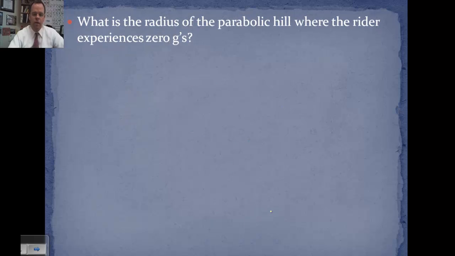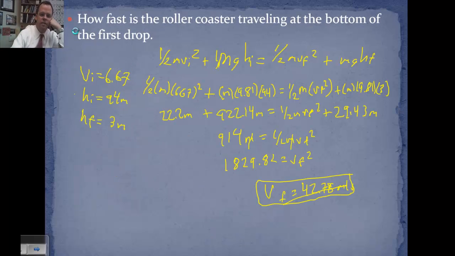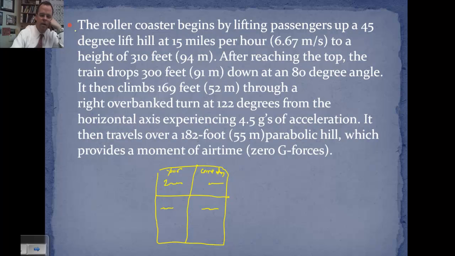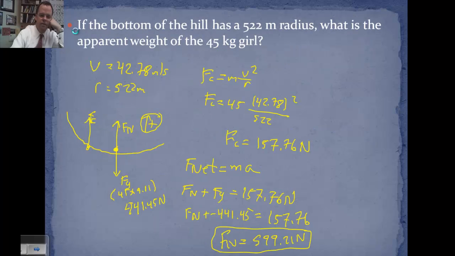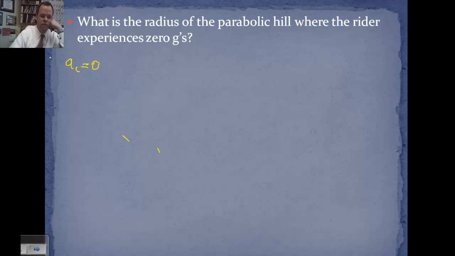And then the last question we want to look at is, what is the radius of the parabolic hill where the rider experiences 0 Gs? So in this case, the centripetal acceleration will be 0. Let's go back and get as much data as we can. The top of the parabolic hill is 55 meters off the ground. So the height is 55 meters. I'm going to use my same initial velocity, 6.67 meters per second, and my same initial height, 94 meters.